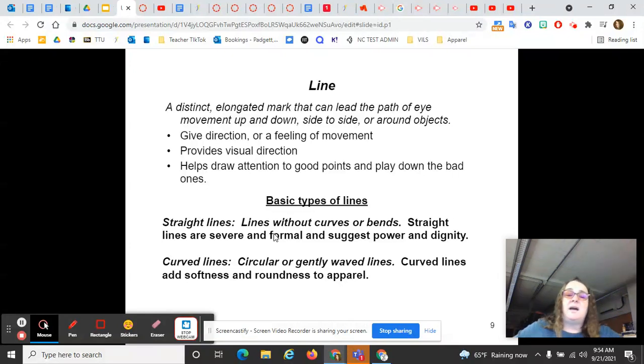There are two basic types of lines, and we all know this. You've got straight lines, and straight lines are going to be very severe, very formal. They have dignity, power. Curved lines, that could be gentle waves, it could be circles. Those are going to give the illusion of softness and roundness. So curved lines tend to be more feminine, where straight lines tend to be considered more masculine.